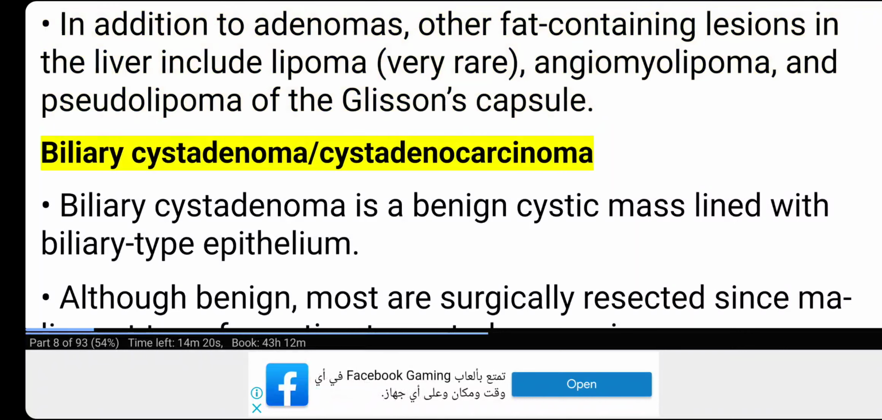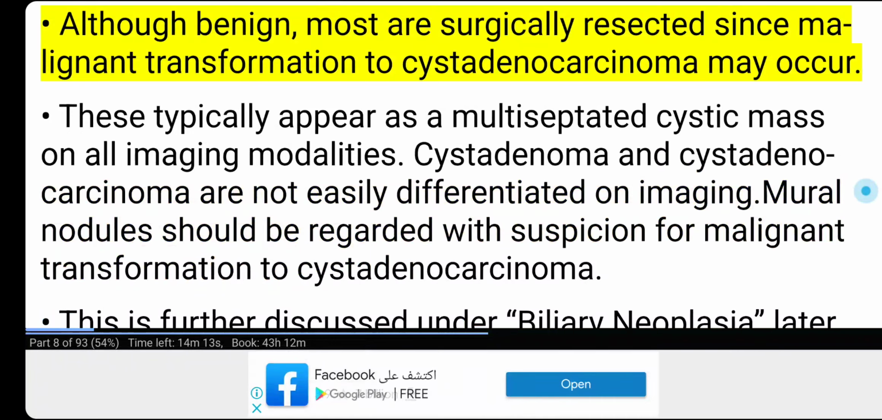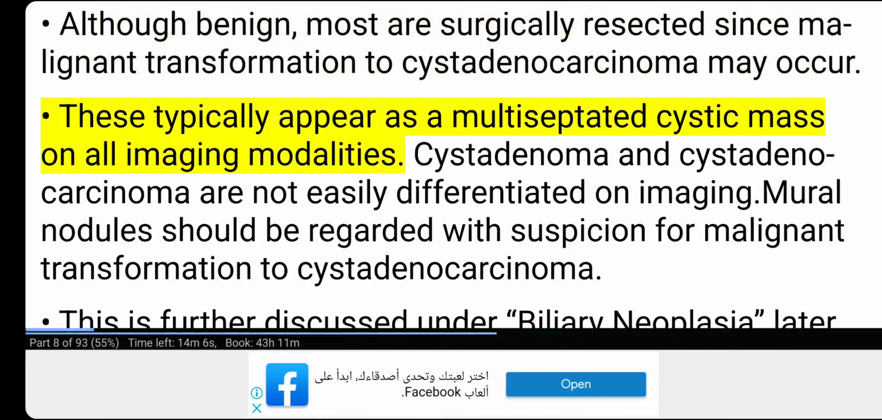Biliary cystadenoma, cystadenocarcinoma. Biliary cystadenoma is a benign cystic mass lined with biliary-type epithelium. Although benign, most are surgically resected since malignant transformation to cystadenocarcinoma may occur. These typically appear as a multiseptated cystic mass on all imaging modalities.